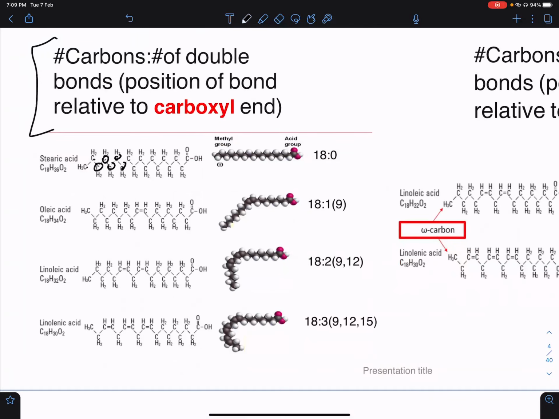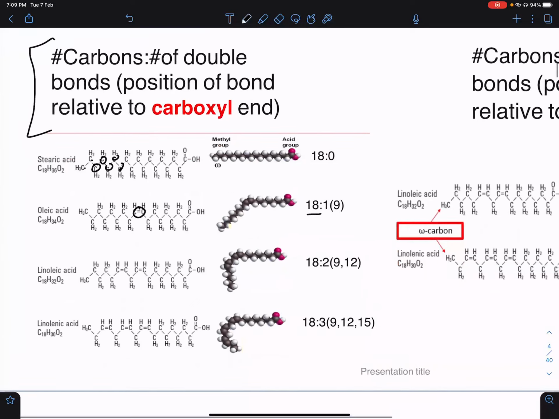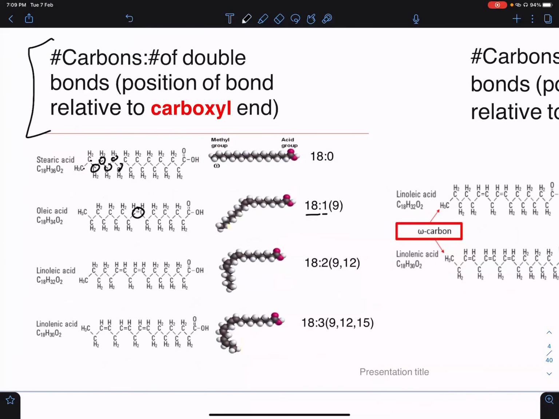In the second one, there are 18 carbons, so that's why it's 18. We have one double bond, which is right here. So that's where the 1 came from. The 9 is basically counting from the carboxyl end. This is the carboxyl end, okay? So if you count the carbons, 1, 2, 3, 4, 5, 6, 7, 8, 9, the double bond lies at the 9th carbon. So that's what the 9 stands for, okay?